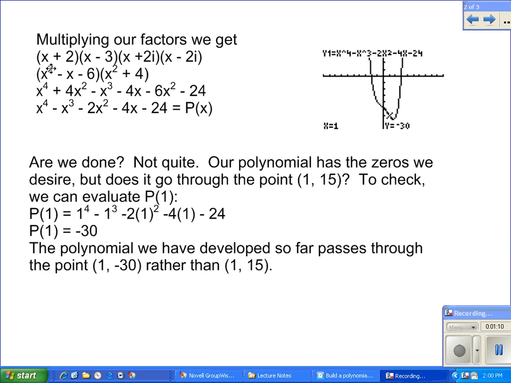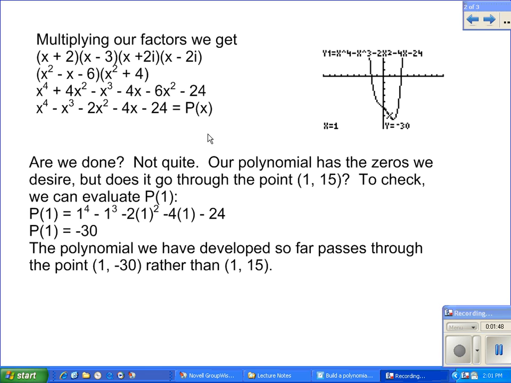Multiplying our factors, what I did is I foiled these first two factors that had the real zeros and foiled these two factors that were complex conjugates, and came up with x squared subtract x subtract 6 from these two. And foiling these two, I end up with x squared plus 4. And then multiplying these two together, I took the x squared times both of these factors and got x to the 4th plus 4x squared. I subtract x times this binomial to get my next two terms, and then I subtract 6 times the binomial to get these two terms. Simplifying, and I've got a polynomial.